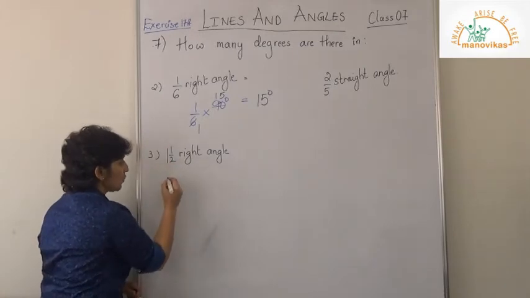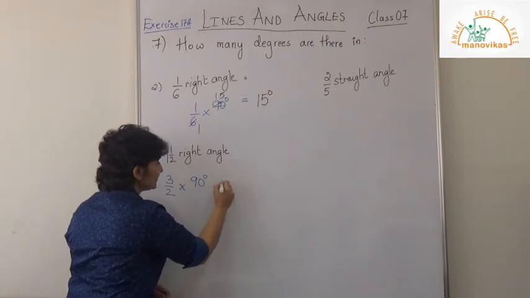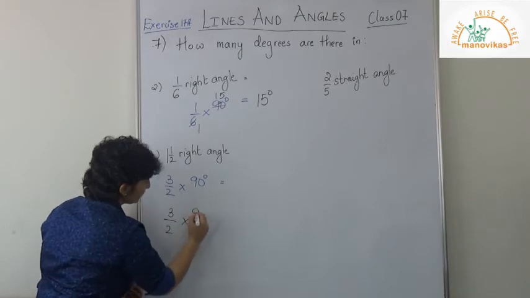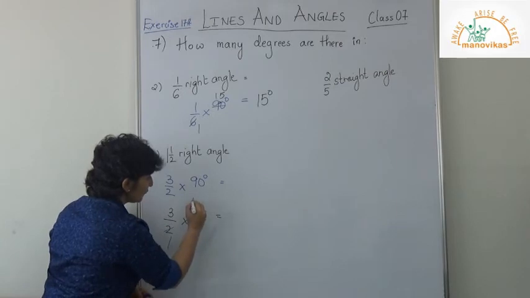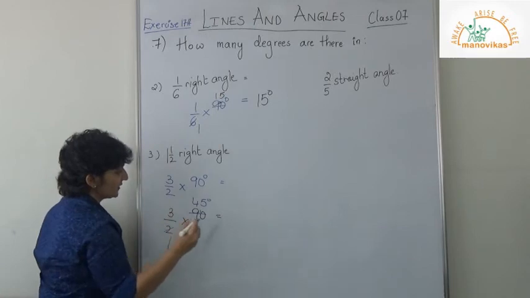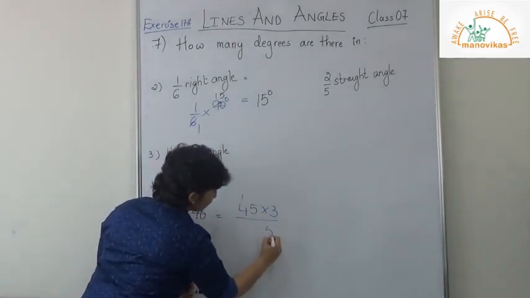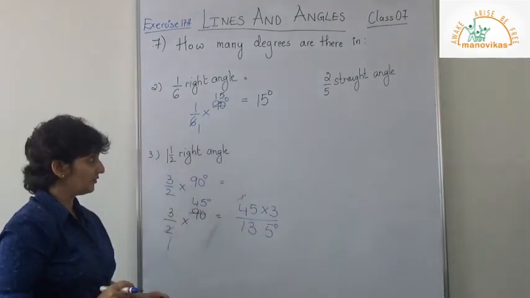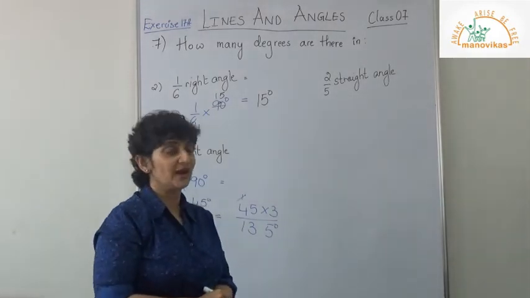Now next, I have 1 and 1/2 of a right angle, which is 3/2 of 90 degrees. So when I reduce, 2 into 90, 2 ones are 2, 2 4s are 8, 9, 1, 2 5s are 10. So I get it as 45 into 3, that is 3 5s are 15, 3 4s are 12, 13, 135 degrees. Clear?